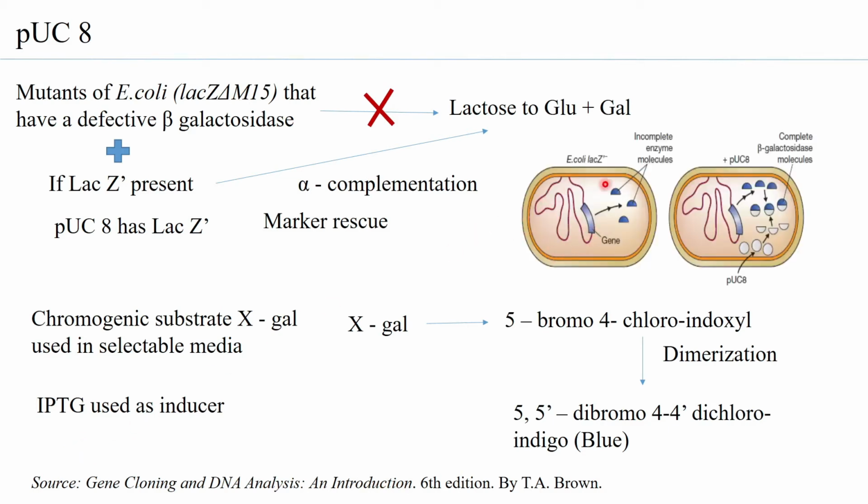So here you can very clearly say that when E. coli lacks the lacZ prime, it does form the beta galactosidase, but the beta galactosidase is defective. When the E. coli takes up pUC8, pUC8 gives the lacZ prime portion, that is the alpha peptide portion, and together the defective and the alpha portion form the complete beta galactosidase, which can be active.